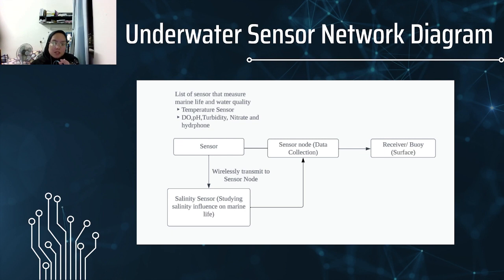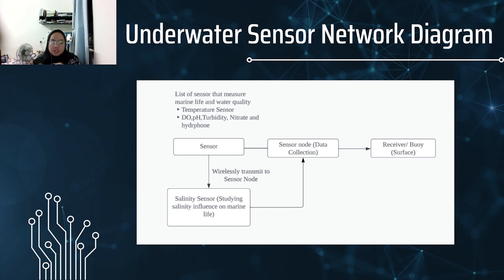The first step is for the sensors to collect data. The list of sensors that I put is the temperature sensor, which detects water quality, and the second sensor is the DO, dissolved oxygen sensor, then the pH sensor, turbidity sensor, nitrate sensor, and hydrophone sensor. All of these five sensors are measuring marine life. After the sensor has the data, it will send the data to the sensor node.